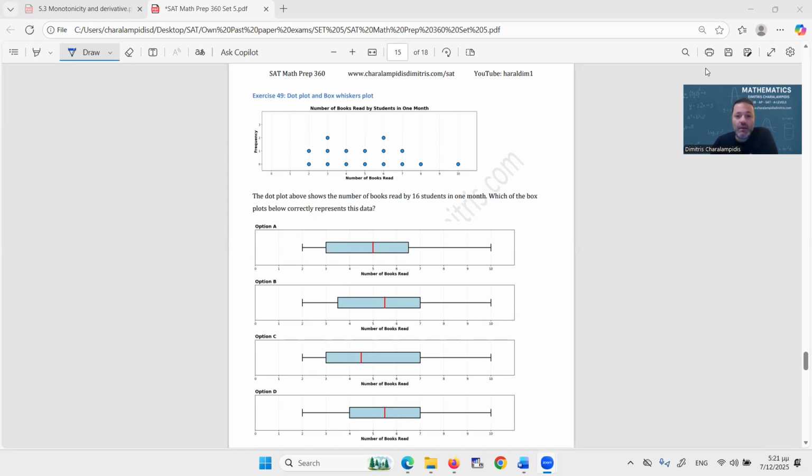In all of them, let's see that. In all of them, we have the mean being equal to 2 and the max being equal to 10. That applies in all of them. But the different thing is with the median. Okay, so we need the median. We know that the median is this red vertical line.